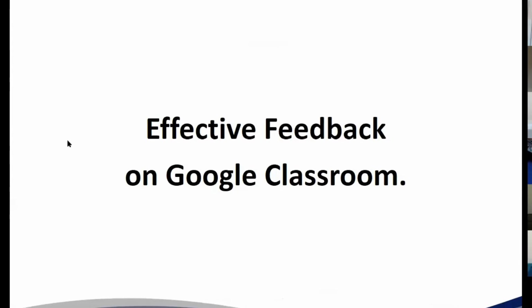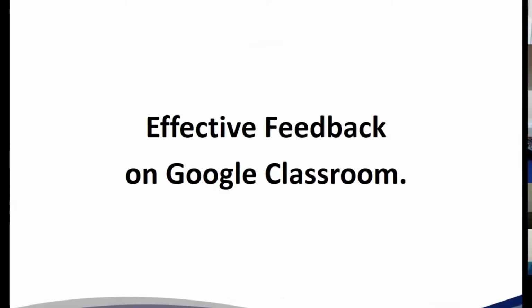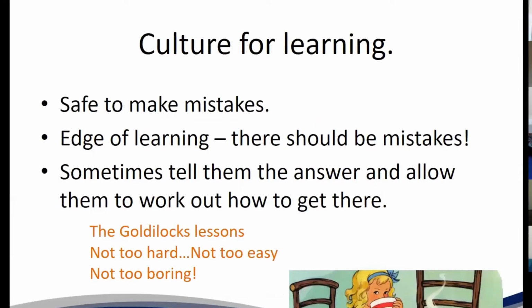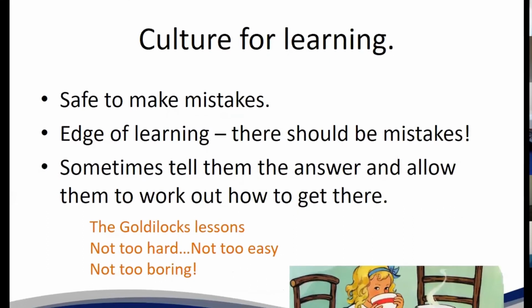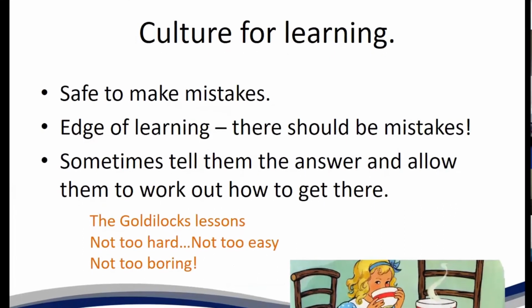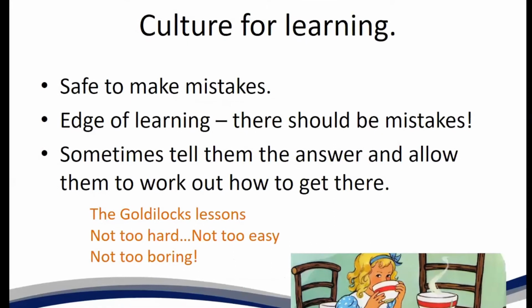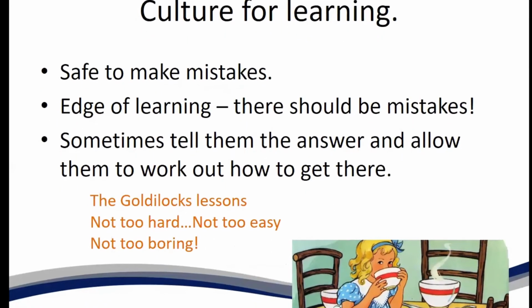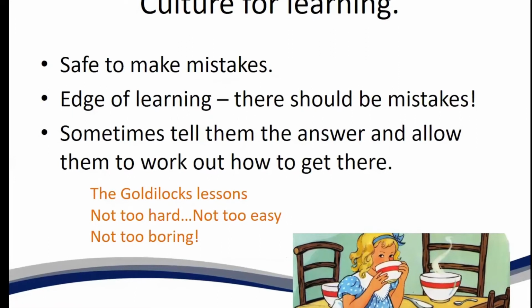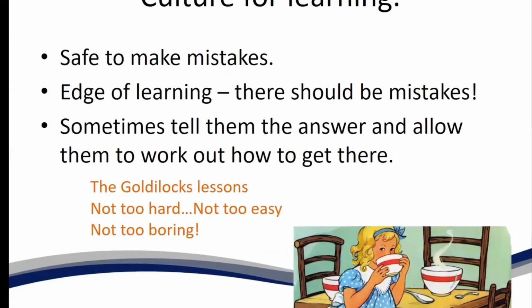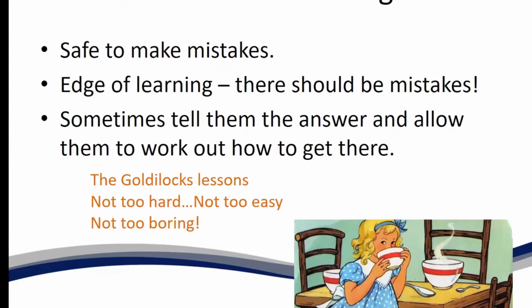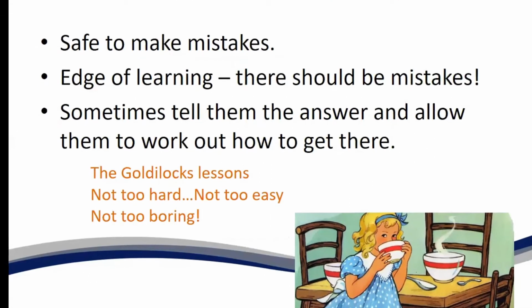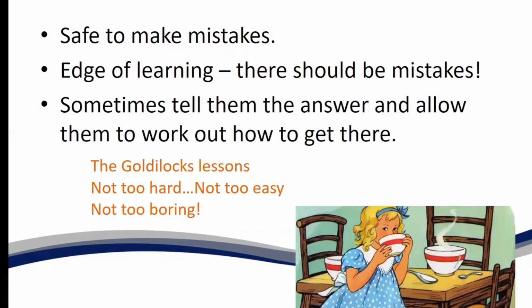So effective feedback on Google Classroom, but effective feedback in general. Remember, we should be creating a culture for learning, where it's safe to make mistakes. They should be on the edge of learning, so there'll be things they know and things they don't know, so there should be mistakes. So, like I said last time, it's the Goldilocks lesson principle: not too hard, not too easy, not too boring, just right, just so there's a level of struggle.